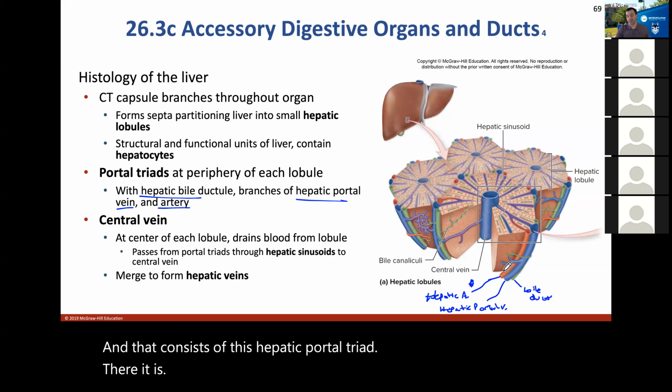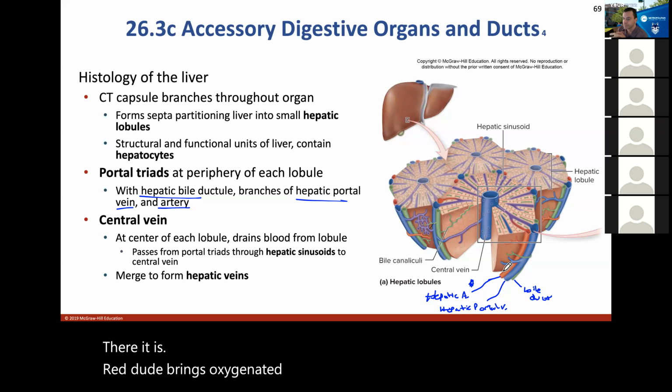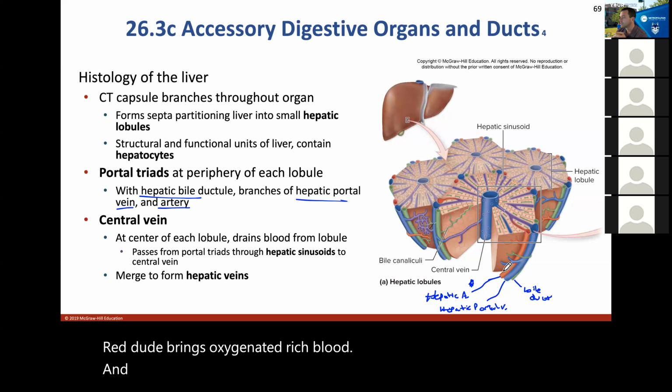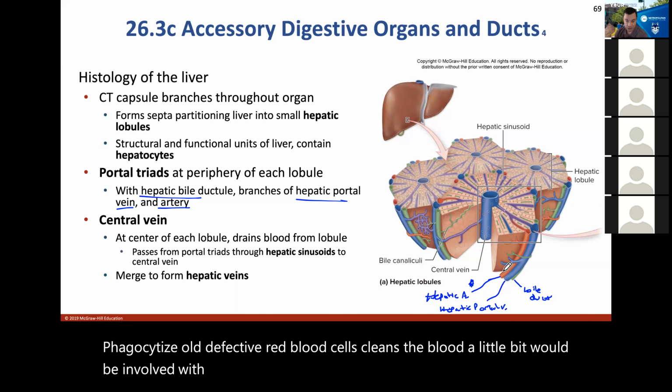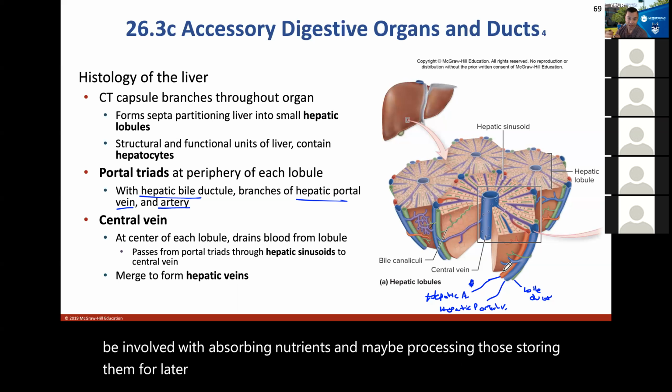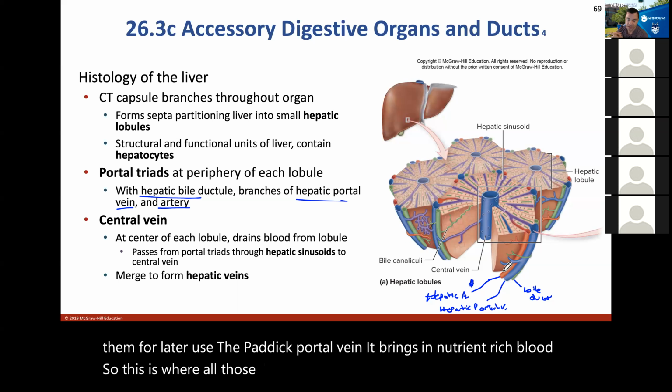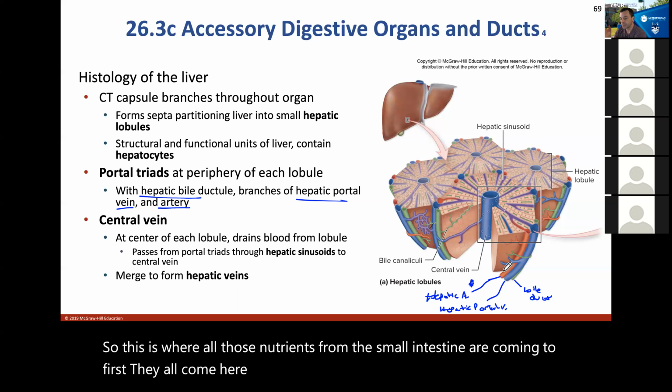Red dude brings oxygen-rich blood. And again, this is going to be able to phagocytize all defective red blood cells, cleans the blood a little bit. It's going to be involved with absorbing nutrients and maybe processing those, storing them for later use. The hepatic portal vein, it brings in nutrient-rich blood. So this is where all those nutrients from the small intestine are coming to first. They all come here before being delivered throughout the body.